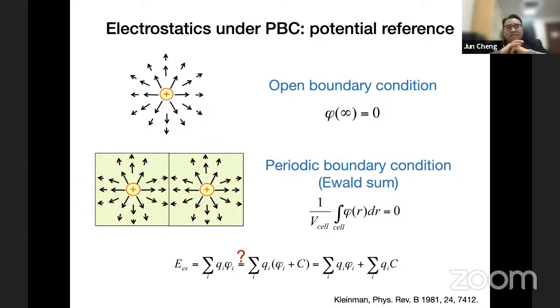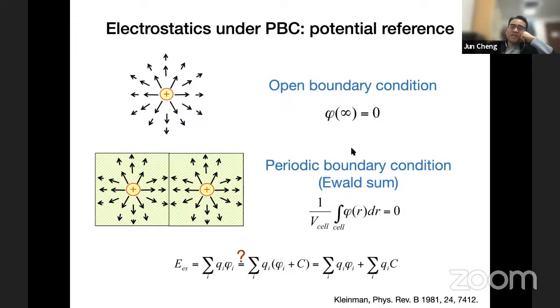Talk about the potential reference, and that's something to do with the electrostatics under the periodic boundary condition. Very often in experiments, we have, for example, potential at infinity as a reference, in this open boundary condition. But in the periodic boundary condition, we don't really have a vacuum infinity to reference to. And in the standard Ewald sum, that's a method to calculate the electrostatic energies under periodic boundary condition, they take the average electrostatic potential in our periodic cell as zero. So that's the practical solution in the Ewald sum. Just to point out, that's a different reference between the open boundary condition and the periodic boundary condition.